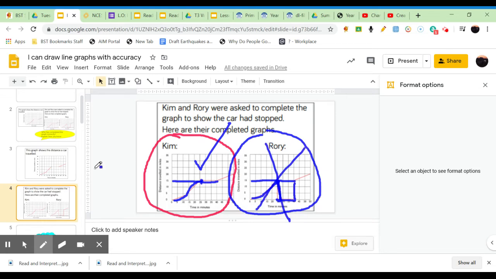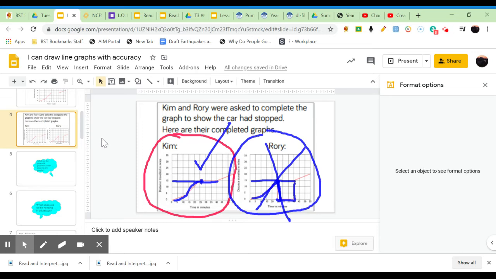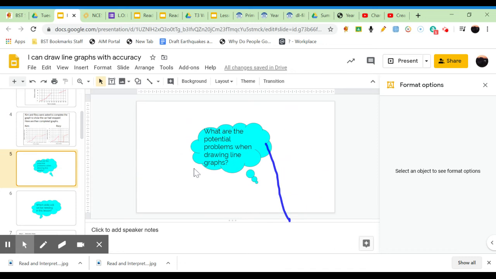Now, the reason I've included this problem is because what it's actually doing is showing you that we do need to be accurate when we draw our graphs. Okay. Now, that's why we need to be able to draw line graphs correctly, because we could end up like Rory.